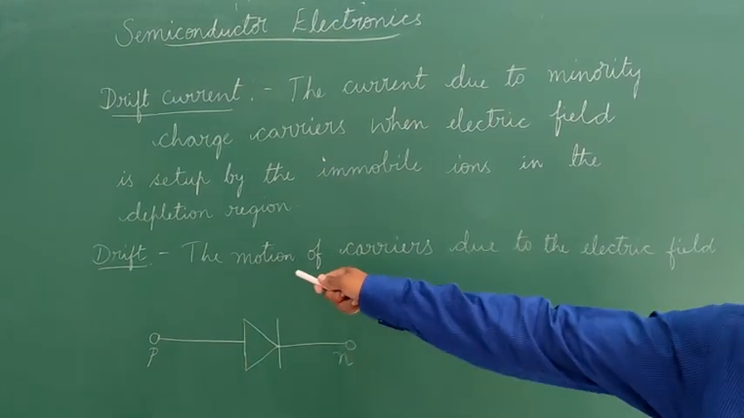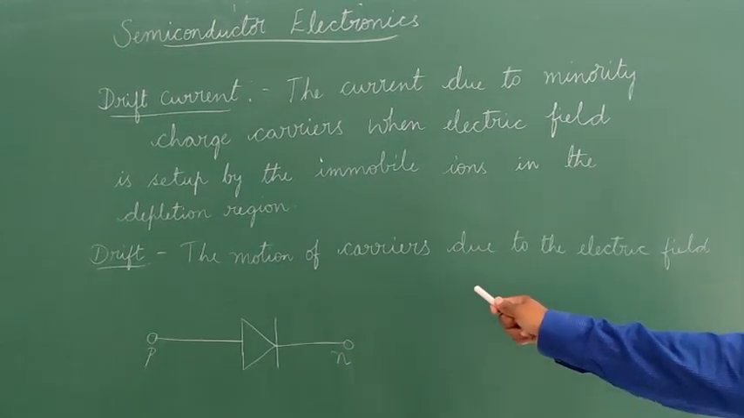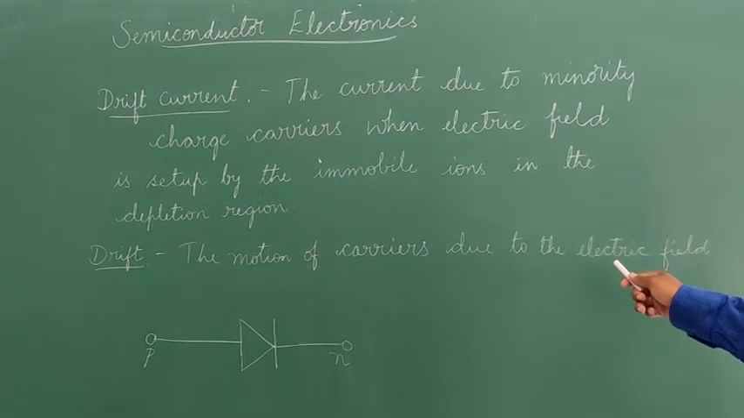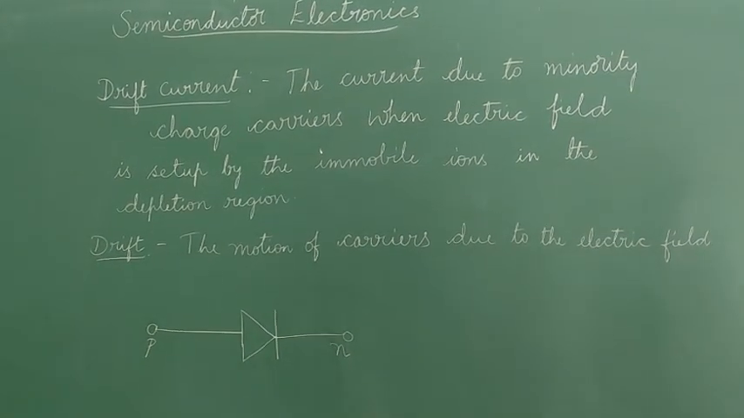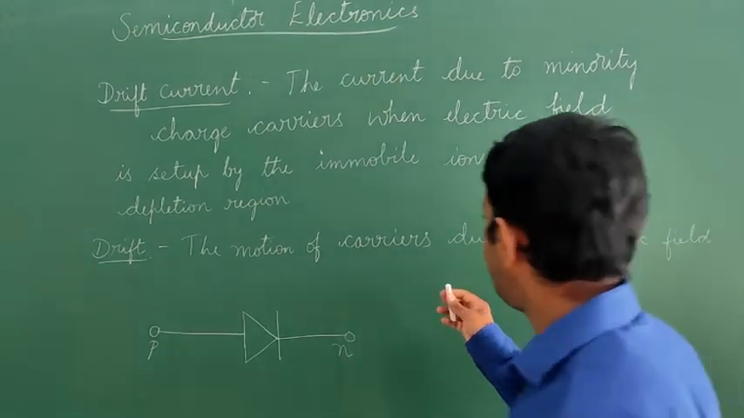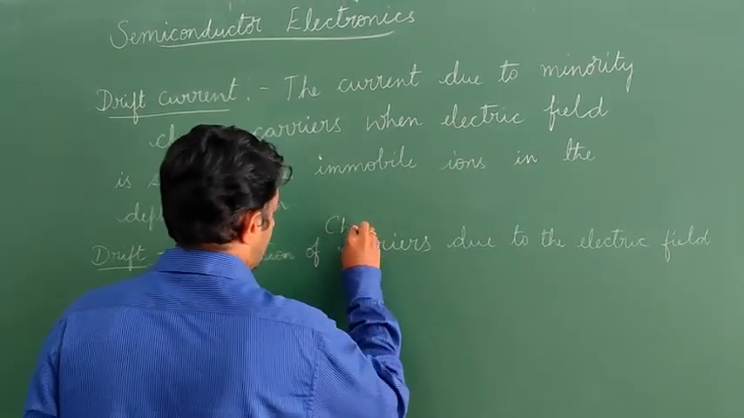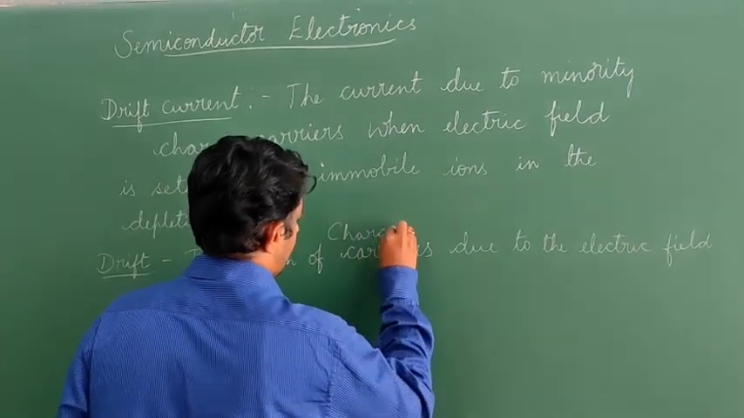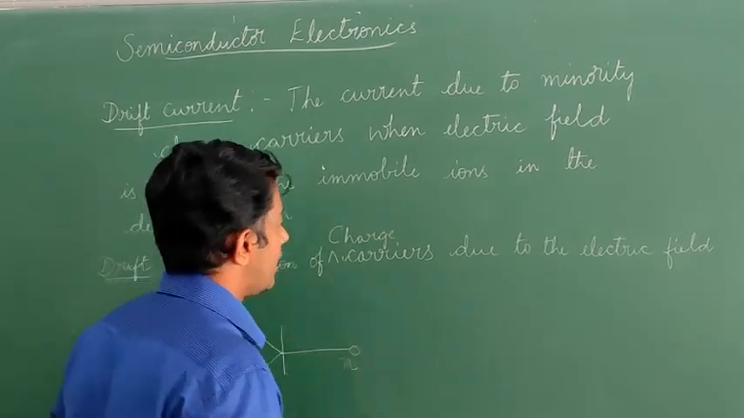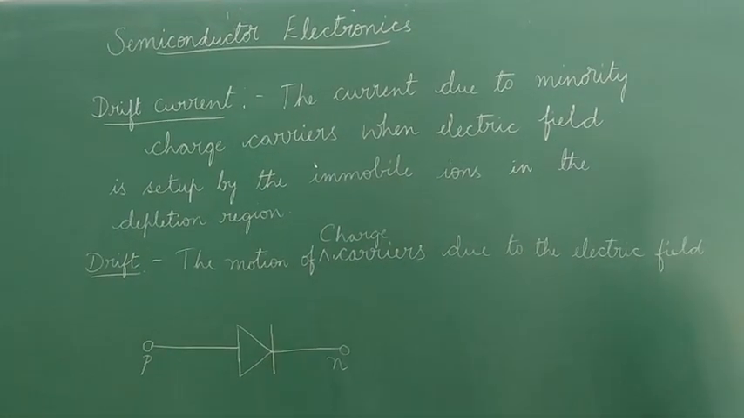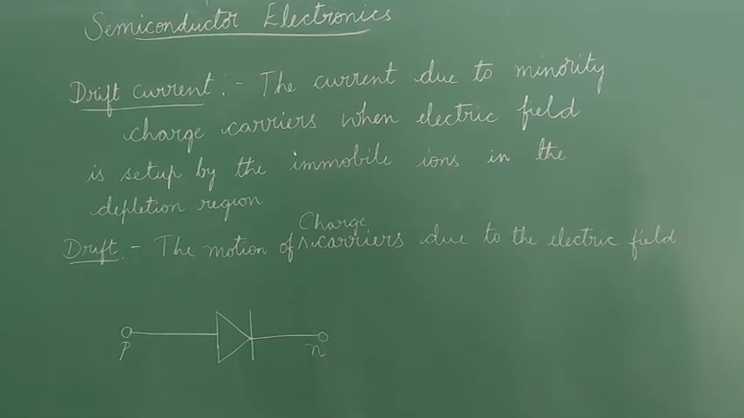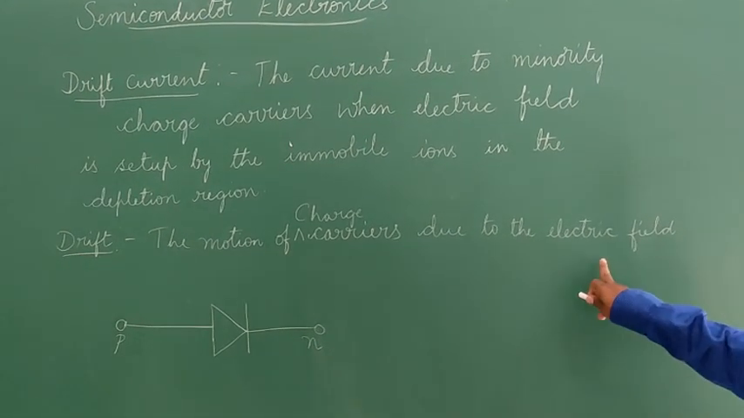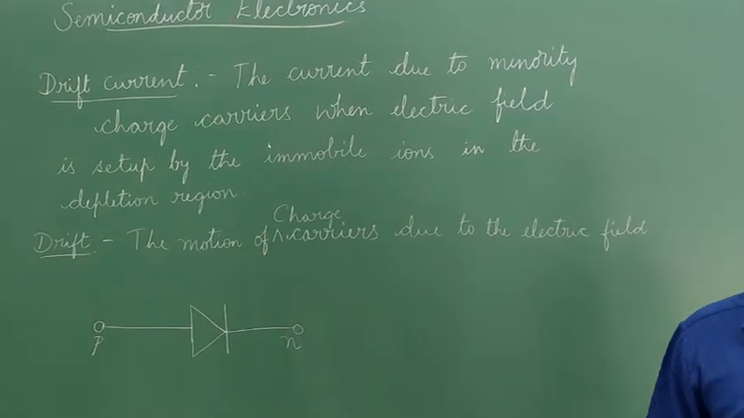The next one is drift. The motion of charge carriers due to the electric field is called drift.